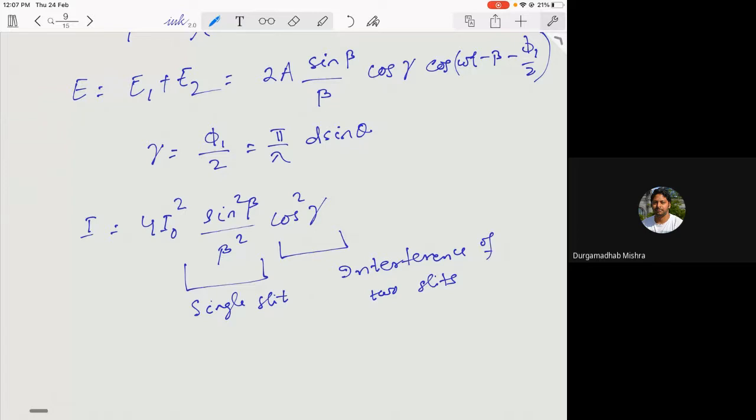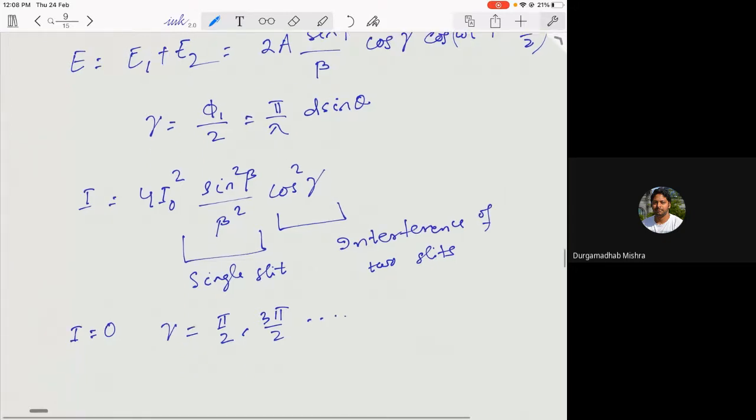You can also find out the condition for maxima and minima. The intensity will be 0, a minimum, when gamma is equal to pi by 2, 3 pi by 2, and so on. Also when beta is equal to m pi, where m is not equal to 0, the sine square beta term will be 0, and intensity is also 0. So there are two conditions for minima.